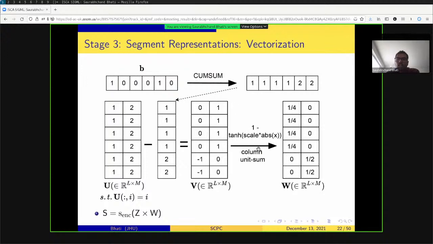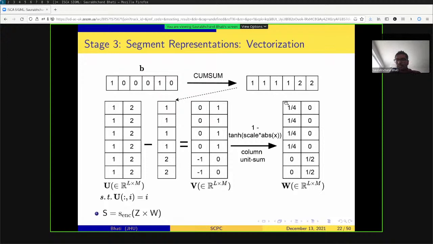And if you take the column-wise unit sum and normalize it across columns, it will generate a matrix which is 1 by 4, 1 by 4, 1 by 4 for the 4 entries in the first column, 1 by 2 in the fifth and sixth entry in the second column. Now what we have generated is a mask matrix, which is essentially 1 by the number of frames in a segment in that corresponding column. Now, if you want to take the average, you could simply multiply the sequences of feature vectors with this weight matrix, or the mask matrix, and it will calculate the averages for you.